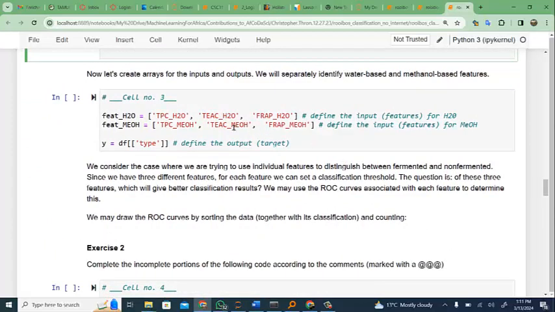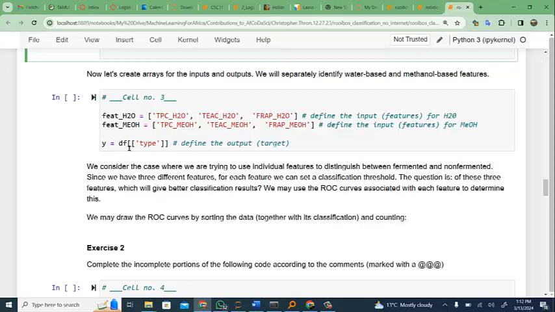We take the features that are H2O and the features that are MEOH. MEOH is methanol. Now, it's very important that you correctly rename these variables in the first sheet. If you did not, you'll get a wrong answer. So it would probably be a good idea to check that feature H2O has 3 columns and feature MEOH has 3 columns as well. And this is the output. We know the output is either 0 or 1. Right? DF is the combined data frame that includes both fermented and non-fermented.